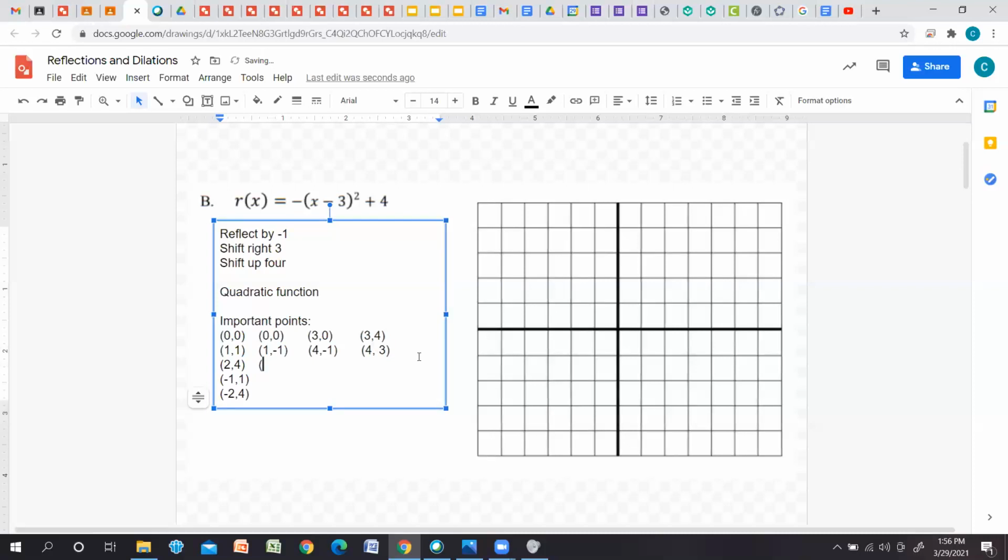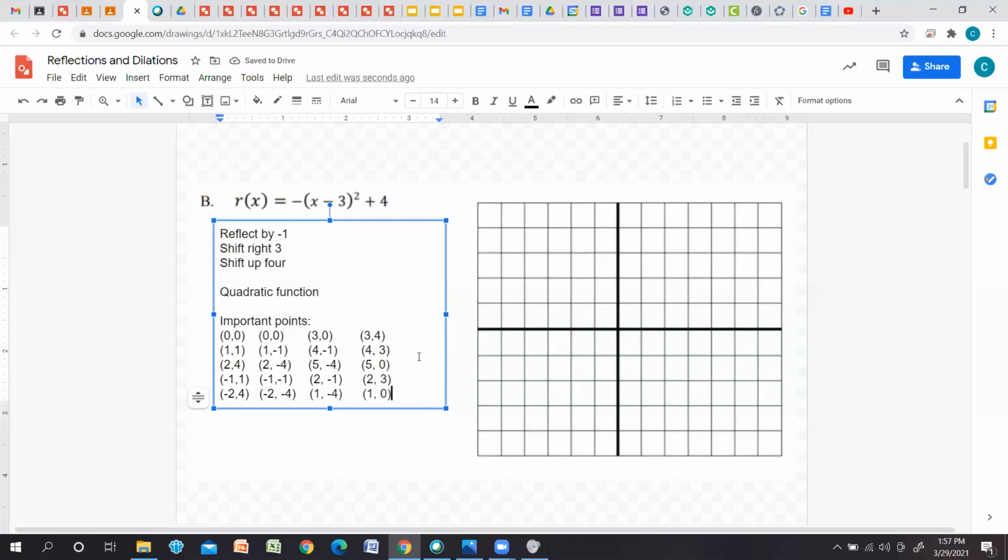Same thing here. Multiply y by -1, get 2, -4. Add 3 to x, so we get 5, -4. Then we add 4 to y. Same thing here, -1, 1. Reflect by -1, so we get -1, -1. Shift right 3, so we get 2, -1. And shift up 4, we get 2, 3. And -2, 4. Again, reflect by -1, so we get 2, -4. Right 3, so we get 1, -4. Then up 4, so 1, 0.